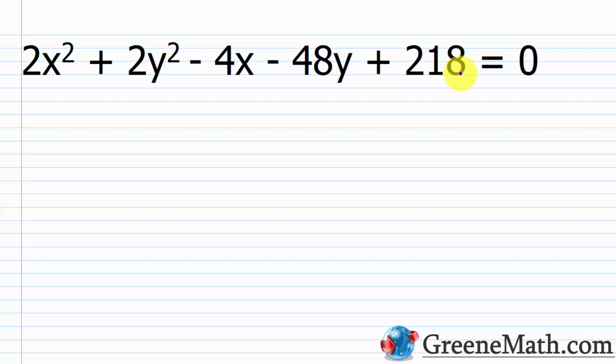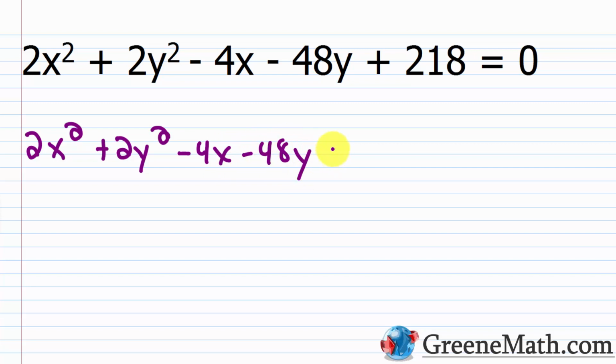So let's say you're asked to put it in standard form. Again, you're just going to go through the process. The first thing I want to do is move this constant to the other side. So let's say we have 2x squared plus 2y squared minus 4x minus 48y. And this is going to be equal to, if I subtract 218 away from each side of the equation, negative 218.